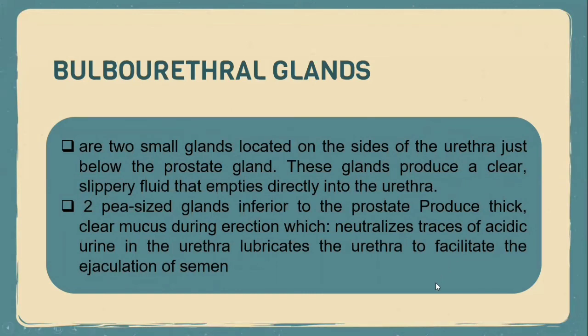Bulbourethral glands are two small glands located on the sides of the urethra just below the prostate gland. These glands produce a clear, slippery fluid that empties directly into the urethra. They are two pea-sized glands inferior to the prostate. They produce thick, clear mucus during erection, which neutralizes traces of acidic urine in the urethra and lubricates the urethra to facilitate the ejaculation of semen.